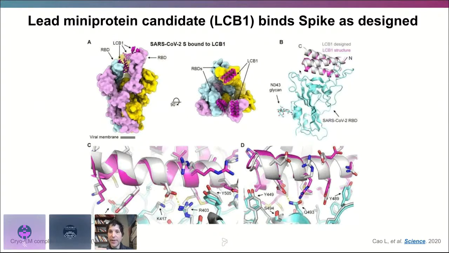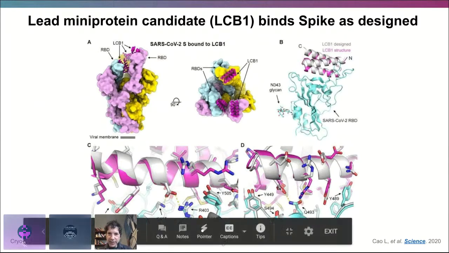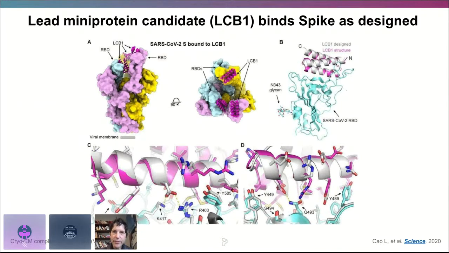What's really kind of neat from the computational design point of view is that if you superimpose the experimentally determined structure, taking the RBD and the binding domain, on our Rosetta computational model, you can see that the binding domain is basically in exactly the same place. So not only do we get the structure of this brand new protein right, but exactly how it binds to the viral protein. And if you look at the details, even the side chain details are in the right place. So this de novo protein design can be pretty accurate.